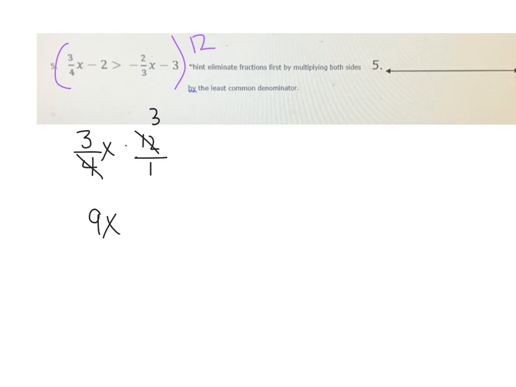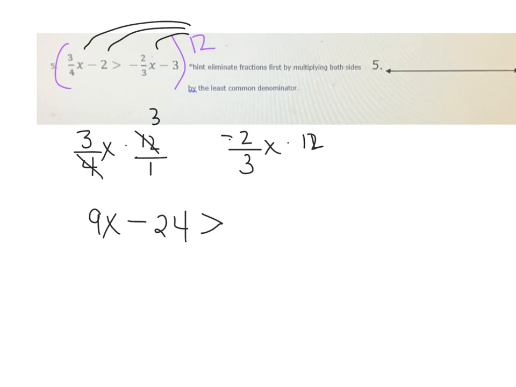Okay, then it says that I have to take 12 times -2. Well, 12 times -2, that's -24. And yes, because it didn't have a fraction, I still multiply it. Now I've got to take 12 times -2/3 x. So I'm going to put the 12 over 1. 3 goes into 12 4 times. -2x times 4 is -8x. Then I've got to take the 12 times -3 and I get -36.